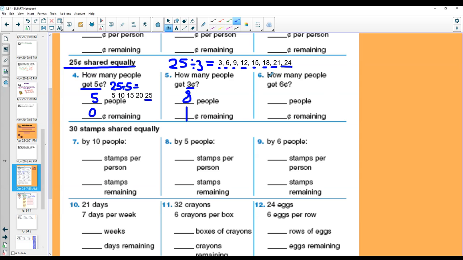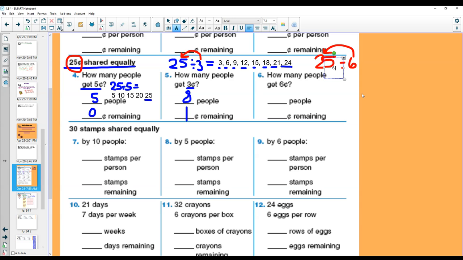All right. Now we're going to do the same thing, except here we're still sharing 25 cents. Now we're dividing it by 6. So here we counted by 3s to get to 25. Here we're going to count by 6s to get to 25. Let's look at the way that looks. All right, here we go.